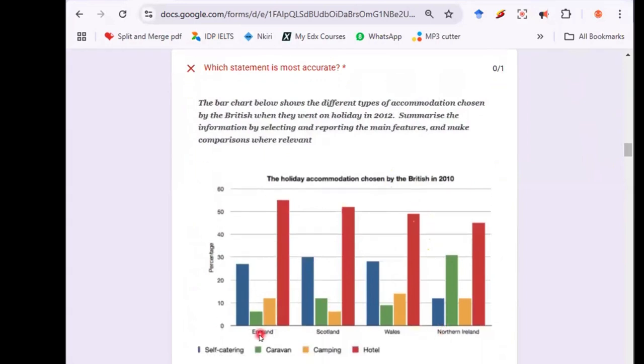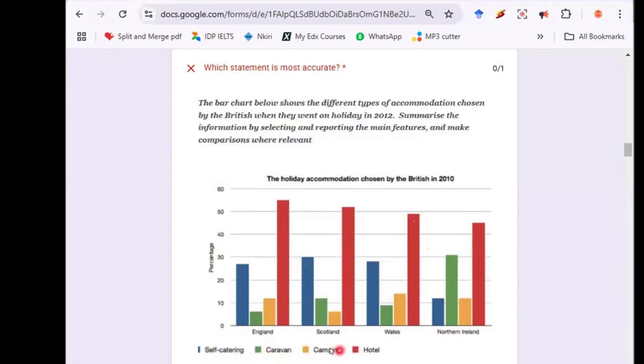So there are 4 categories of British. A British can be from England. A British can be from Scotland. A British can be from Wales. A British can be from Northern Ireland. Those are the categories of British that we have. Now, these guys went on holiday. And they stayed in different types of accommodation. Some of them stayed in self-catering accommodation.